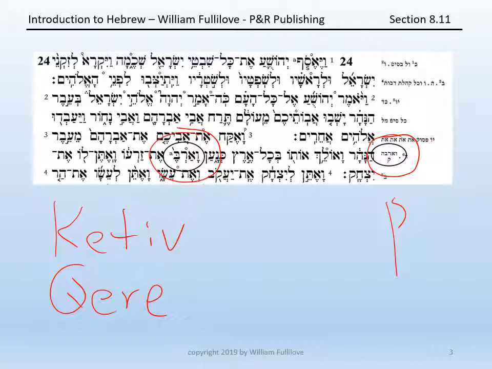This form we call a Ketiv Qere is a case where the Masoretic reading of the text didn't agree with the consonantal text, and this was handled through this concept we call Ketiv Qere. The exegetical exercise in chapter 8, section 12 helps you understand what's going on with that type of situation and how to interpret the Hebrew Bible in those situations.